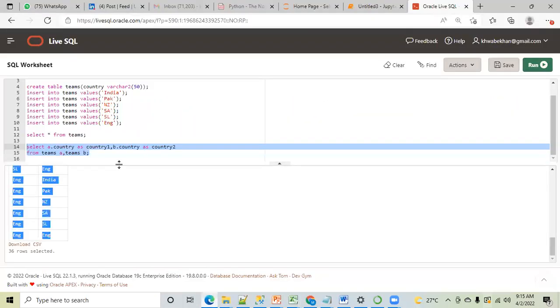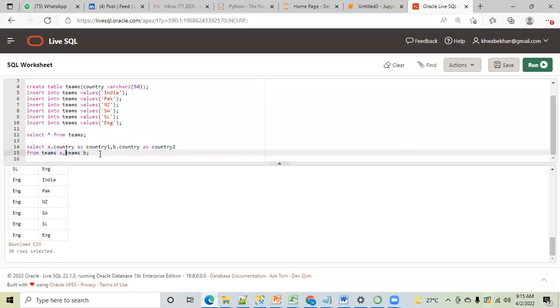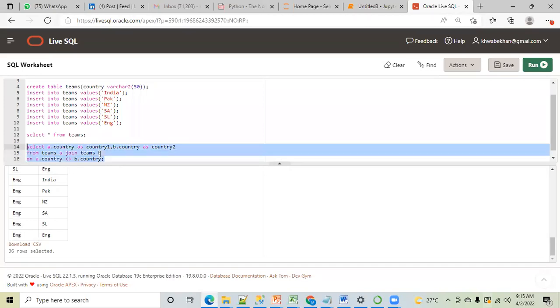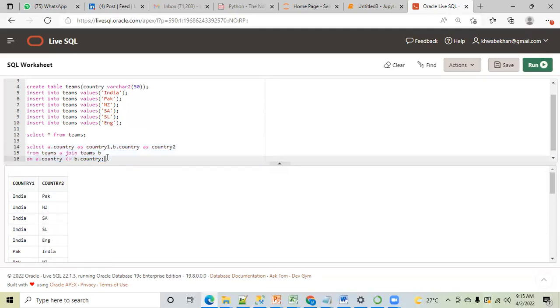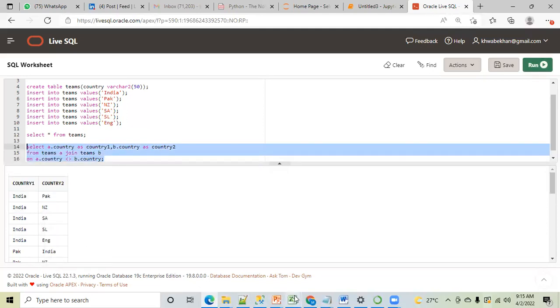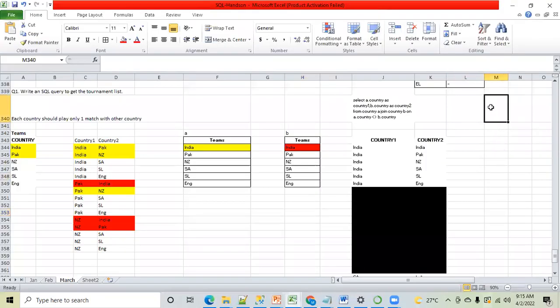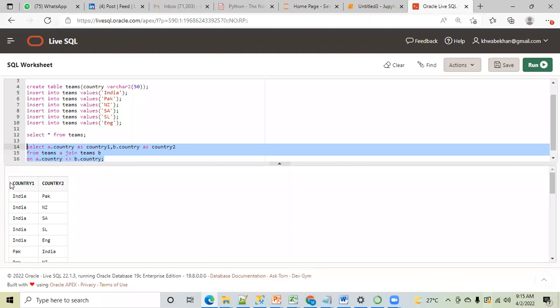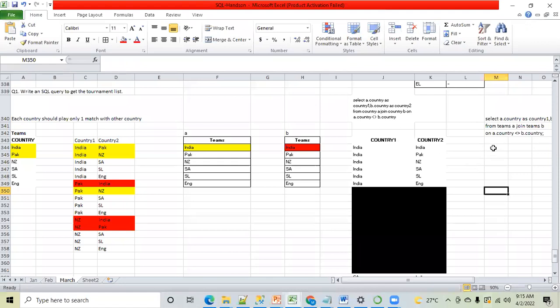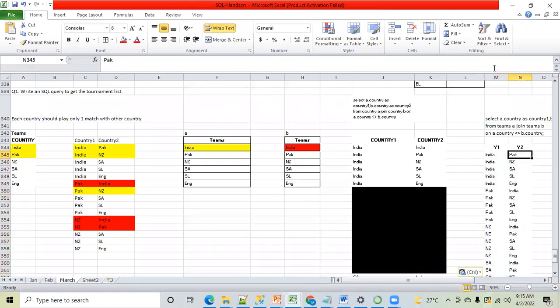Okay, let me execute the query. Join on A dot country is not equal to B dot country. Okay, let's execute this. Now let's analyze it, first of all, let me copy this query and paste it here. Let's analyze the output. Now this is the output.